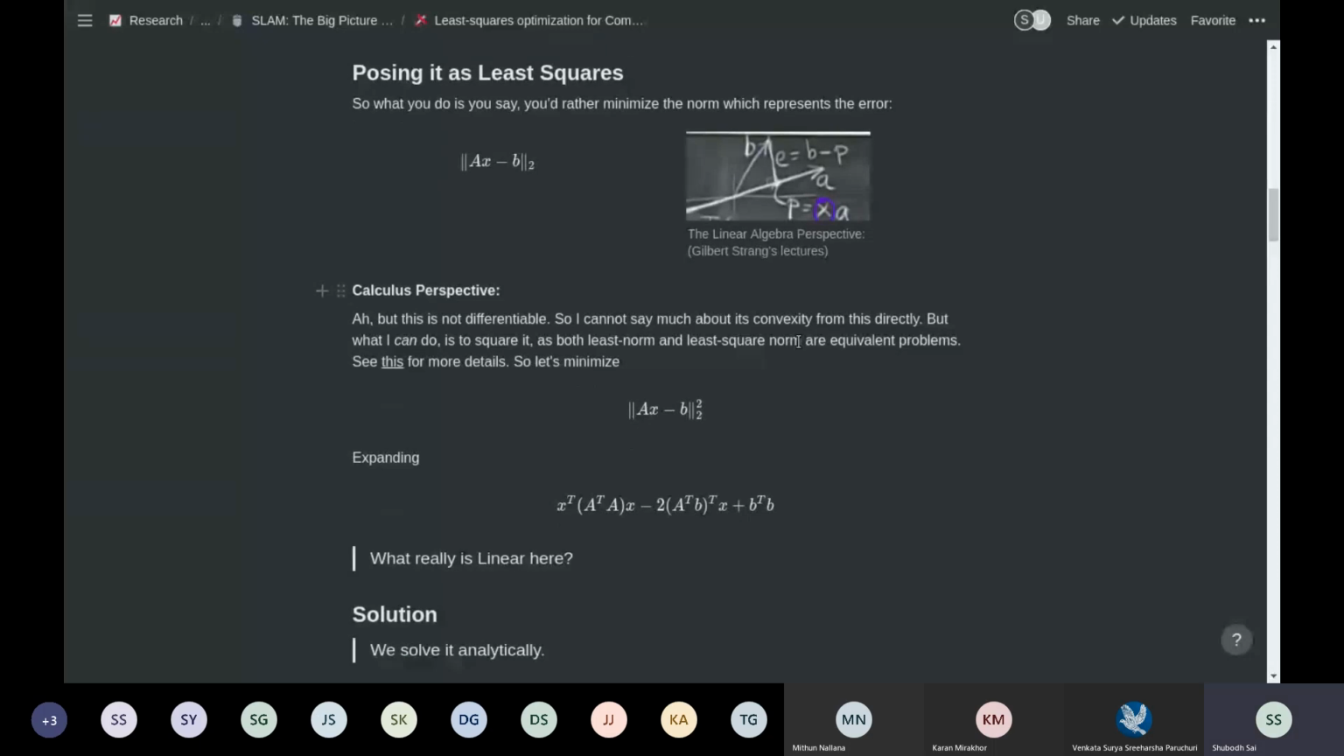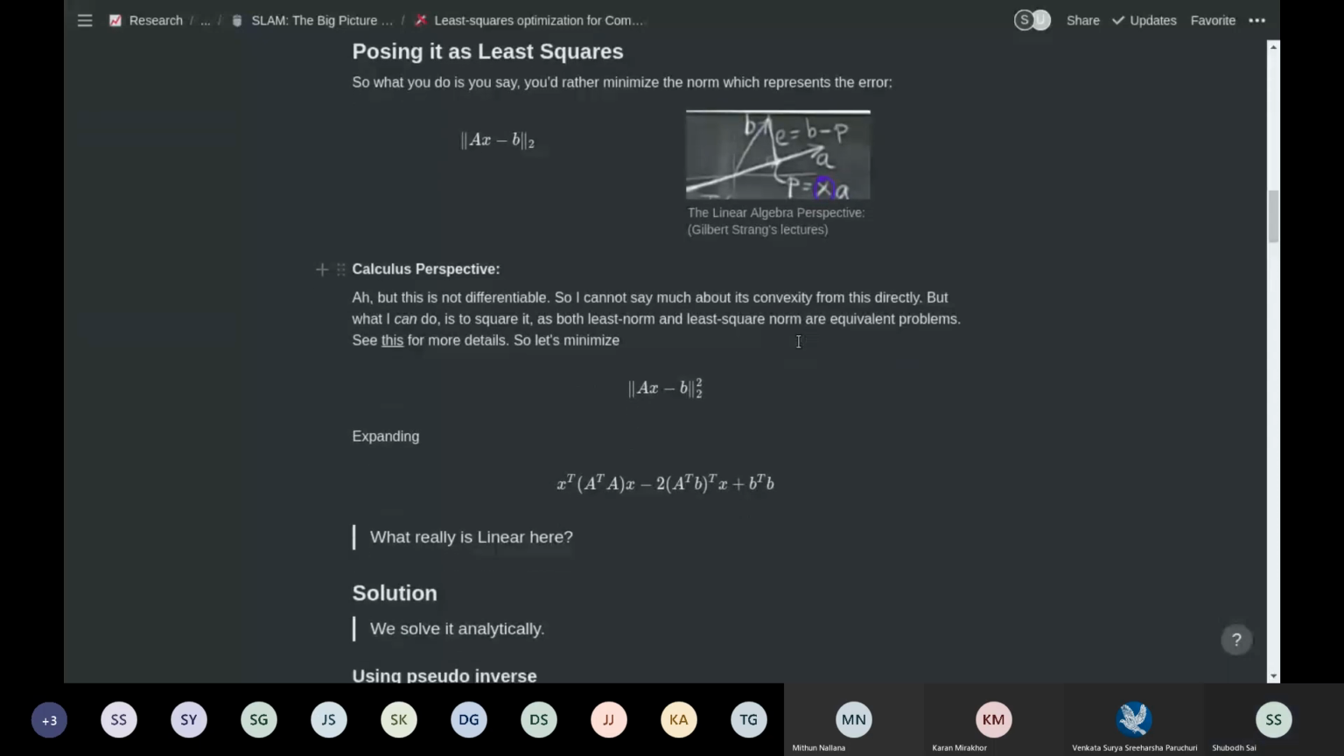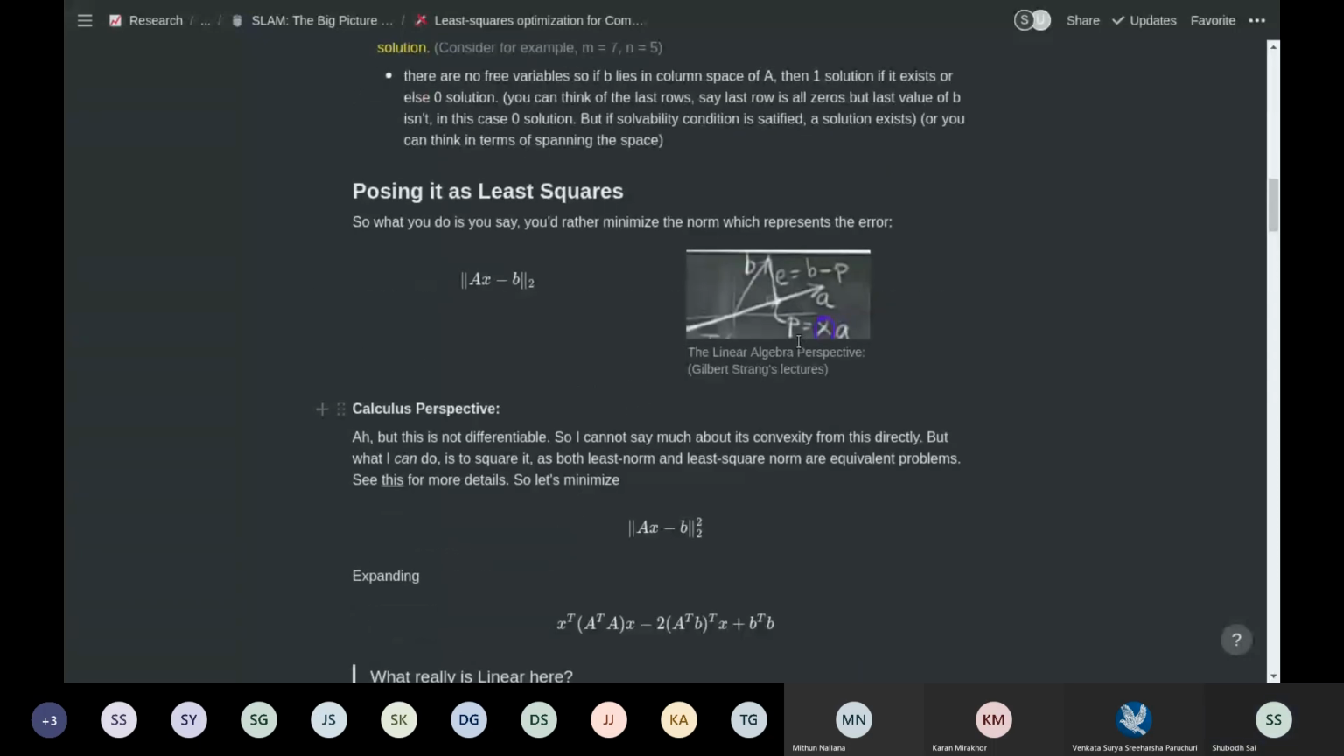You can take that as a practice problem. Calculus perspective, I'll now cover in detail.